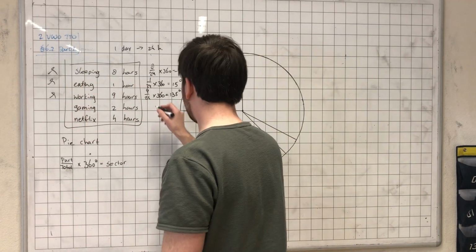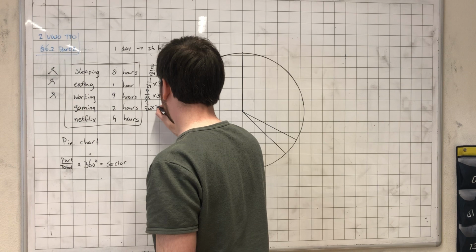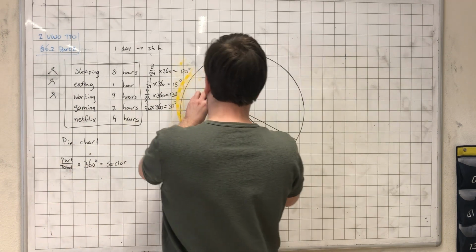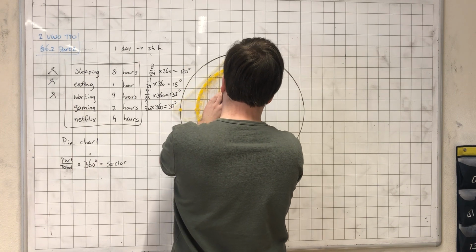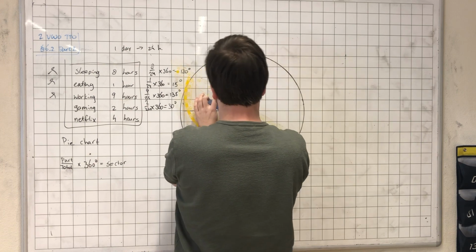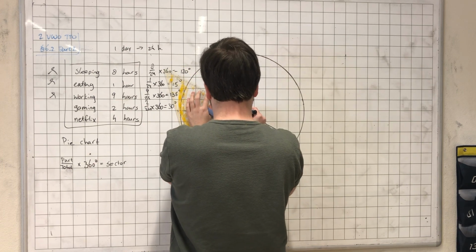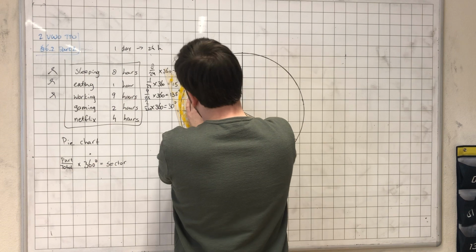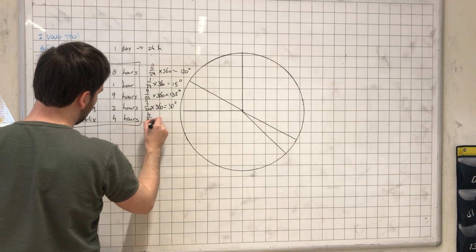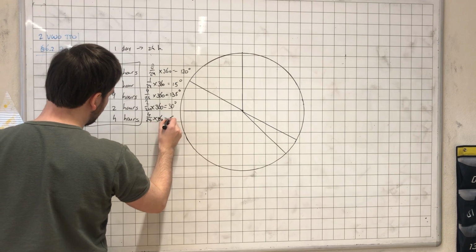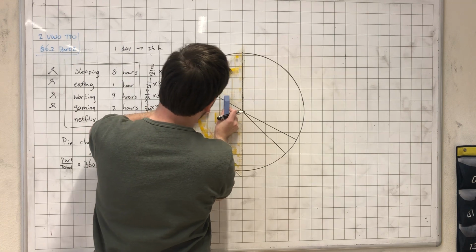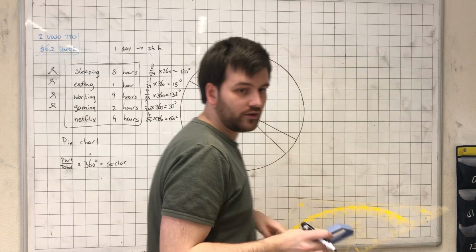Then we're left with gaming, 2 over 24 times 360, which is 30 degrees. And the last one, for Netflix, should be 4 over 24 times 360, which is 60 degrees. So this sector should be 60 degrees, and that's actually the case, which means we did a good job.